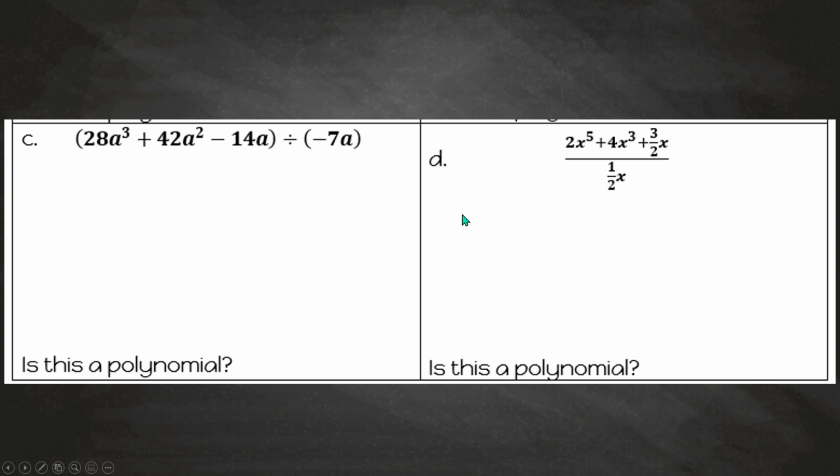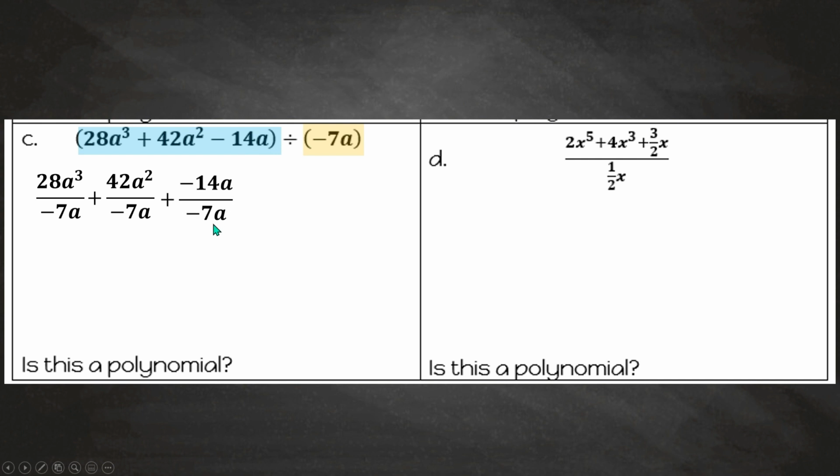So in examples C and D, again, we're going to take the 28a to the power of 3, divide that by negative 7a. We're going to take the 42a squared, divide that by negative 7a, and negative 14a, and divide that by negative 7a. So let's start to simplify our fractions. 28 divided by negative 7 is negative 4. A to the power of 3 divided by a is a squared.